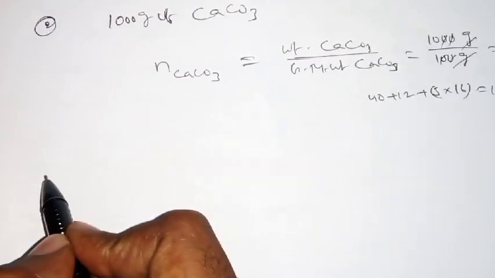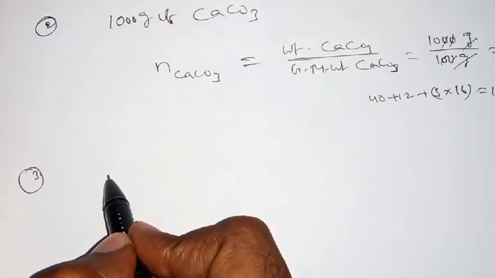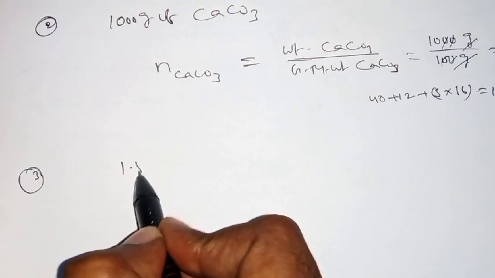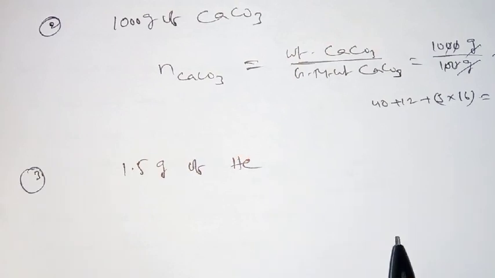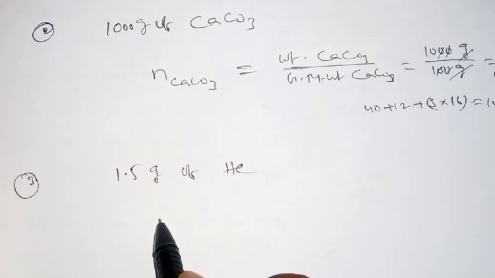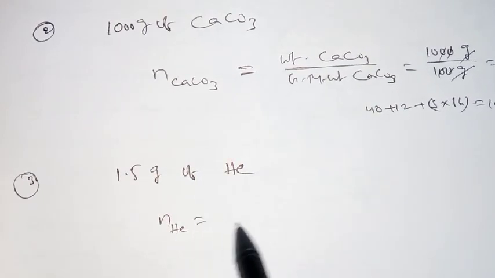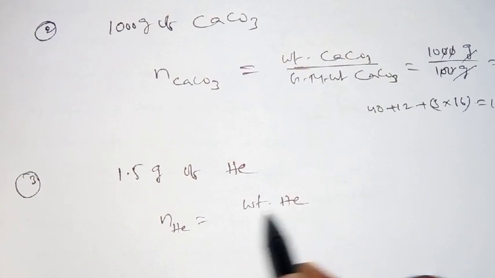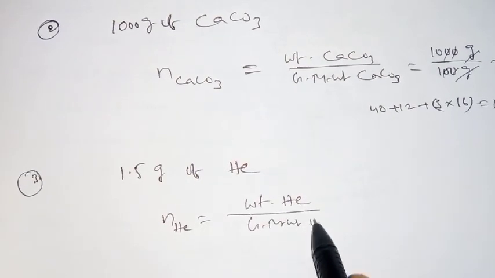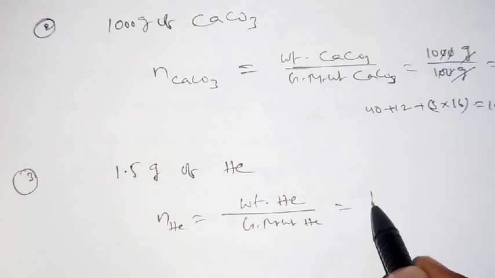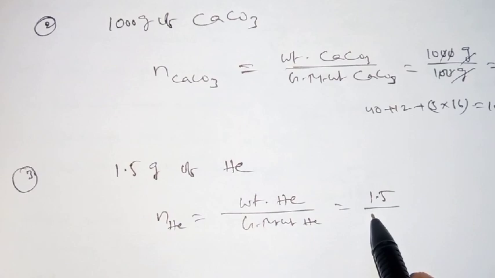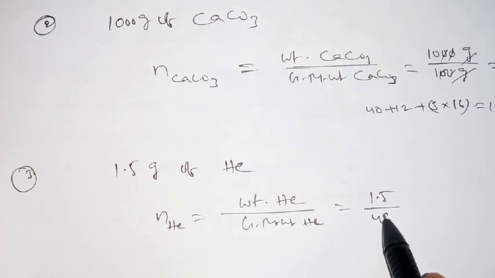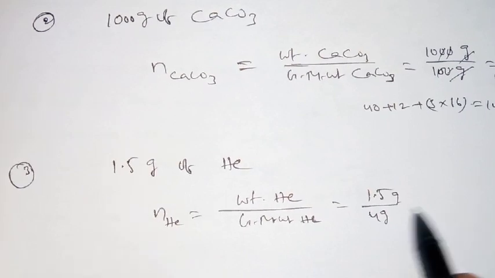For example, find the number of moles of 1.5 grams of helium. Helium is an atom. So number of moles of helium equals weight of helium by gram atomic weight of helium. Weight of helium, how much is given? 1.5. Gram atomic weight of helium, how much do we know? 4 grams. So 1.5 grams by 4 grams.